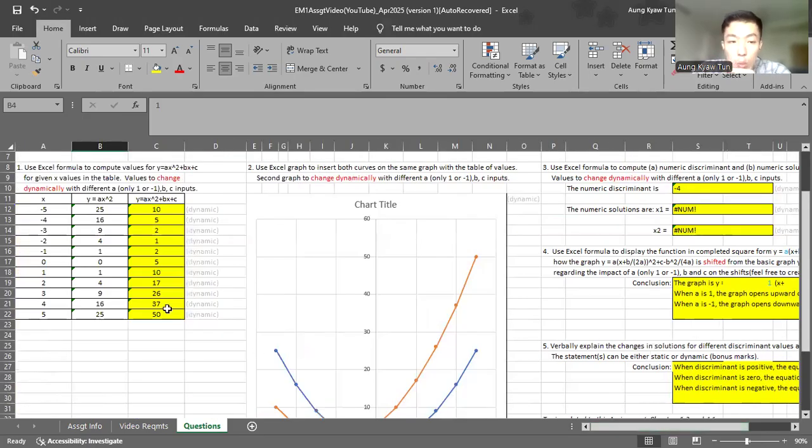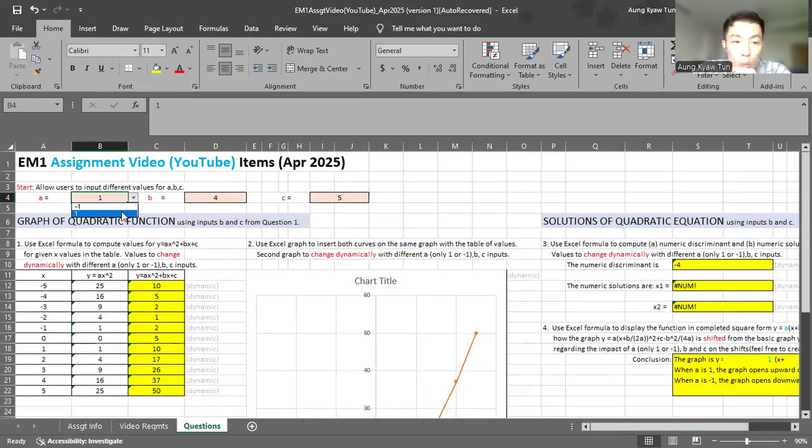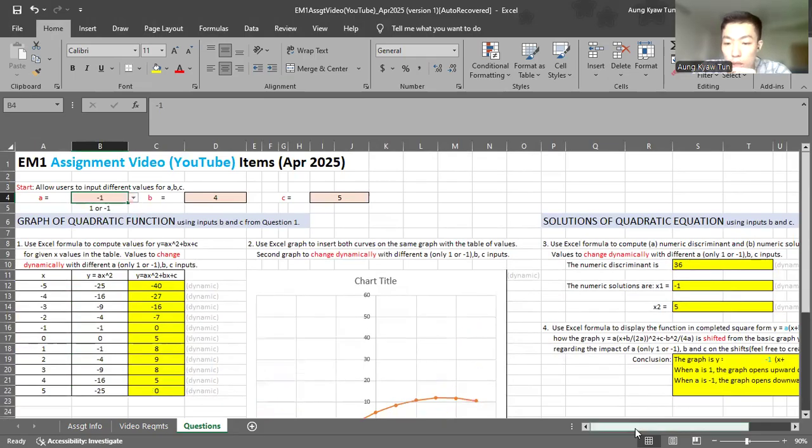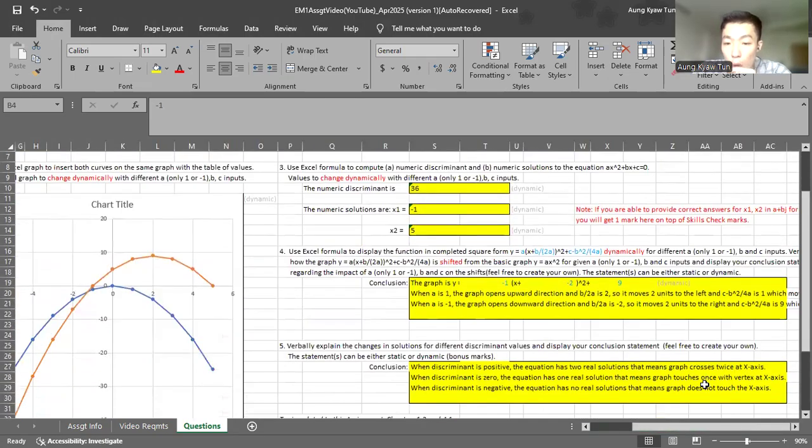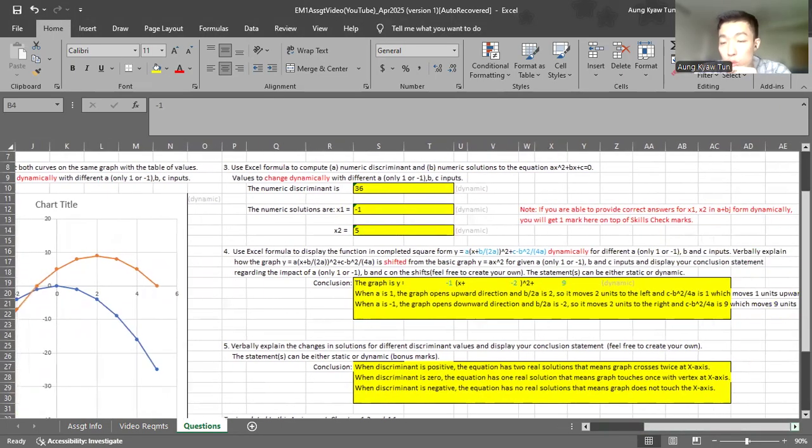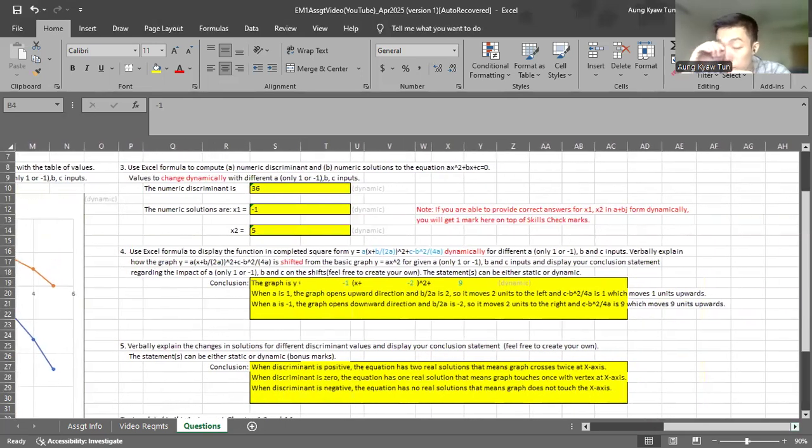When a is equal to negative 1, the graph opens in a downward direction. b by 2a is equal to minus 2, so it moves 2 units to the right horizontally. For c minus b squared by 4a is equal to 9, so it moves 9 units outward vertically.